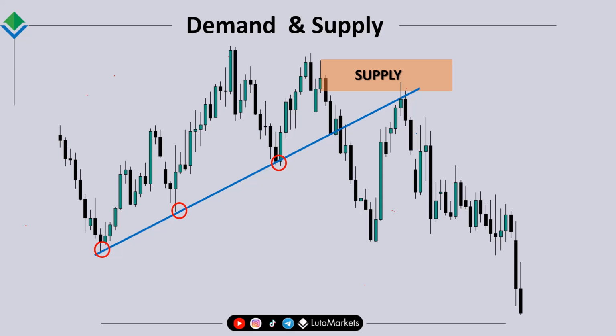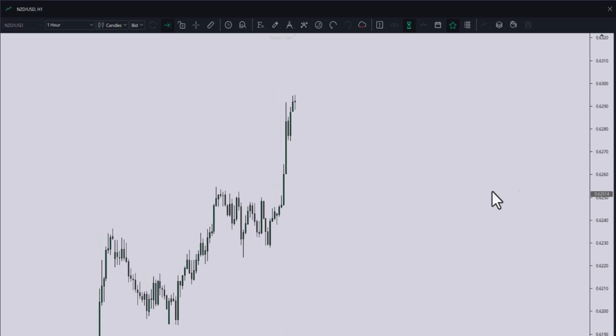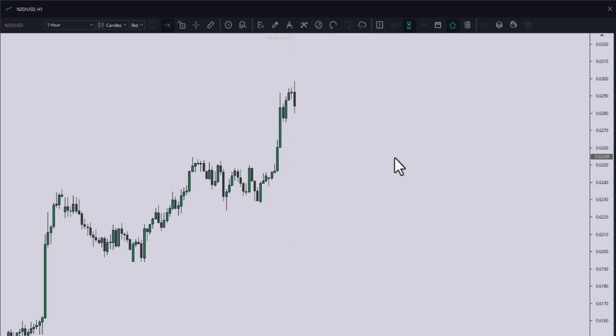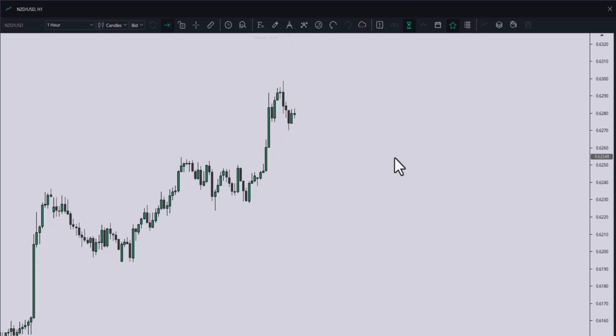But wait, there's more. I'll now show you a real-time video example of how to combine supply zones with a trendline break and retest for precise entries. So keep watching until the end and see this strategy in action.